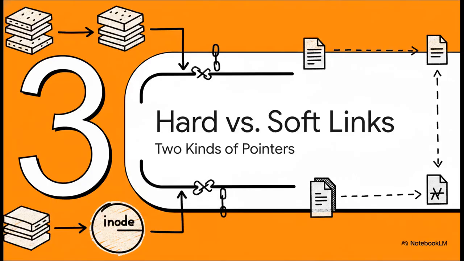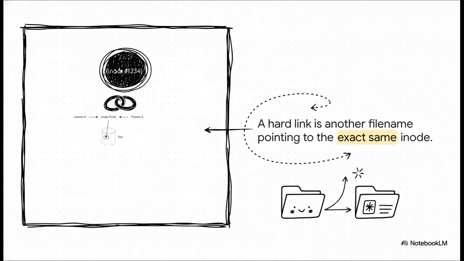And this whole idea of separating the name from the ID, well, that's what makes one of the most powerful features in Linux possible: links. And once you get the inode, you finally understand the difference between hard links and soft links. Okay, so a hard link is literally just another nickname for the exact same ID card.